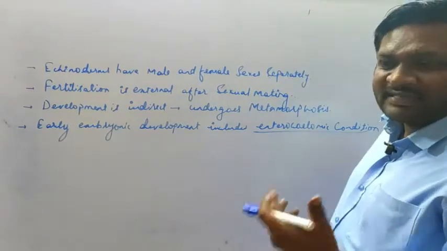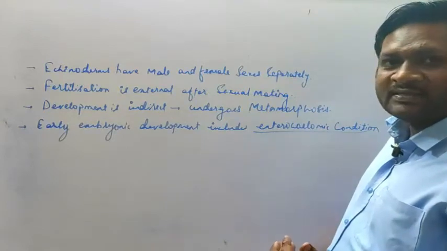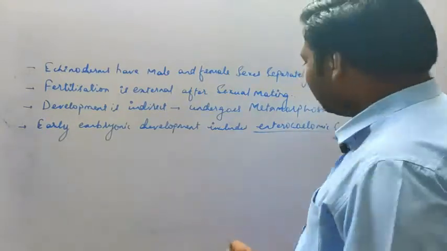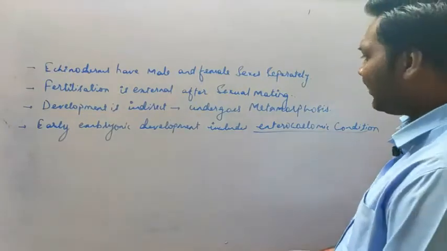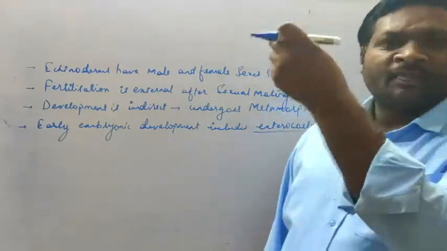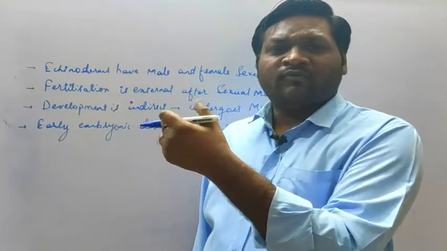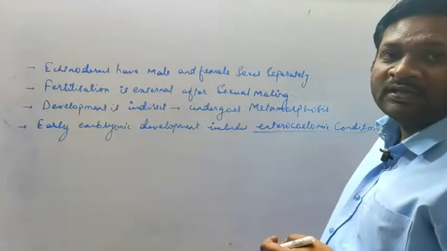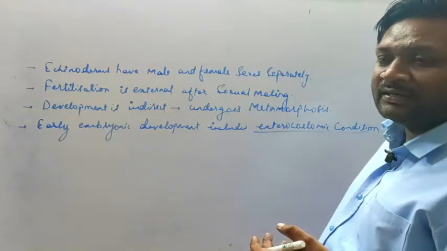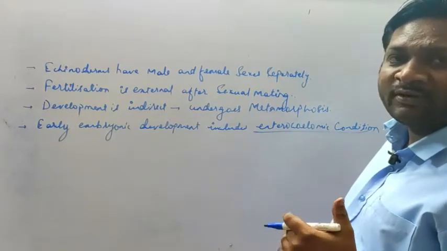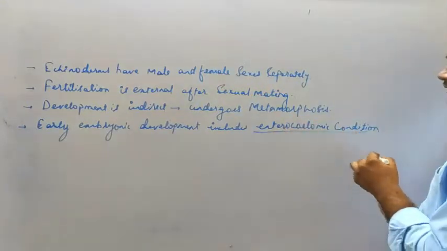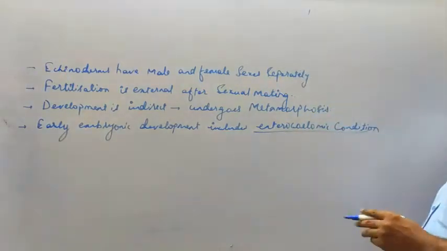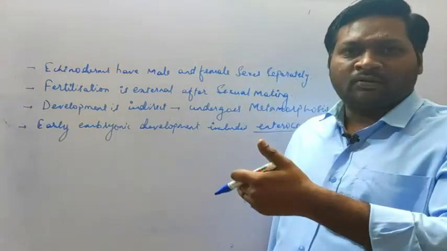This zygote is capable of showing totipotency. That means it will start to multiply, and after multiplication there will be formation of a blastula. The blastula is responsible for development of the body cavity, that is, either the anus will be formed first or the mouth will be formed first. That is deuterostomes or protostomes. Deuterostomes are the animals in which the anus is developed first and then the mouth. Echinoderms can be considered in this category. So the enterocoelomic condition is there, where the entire body plan will be developed.